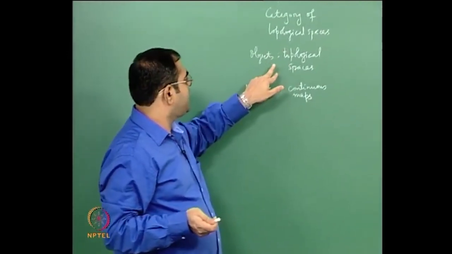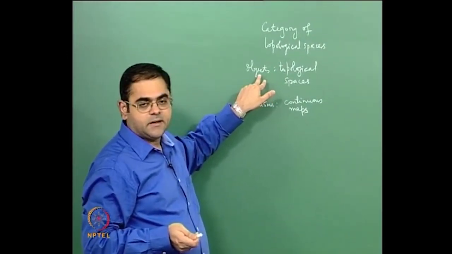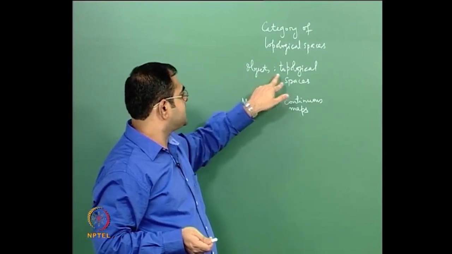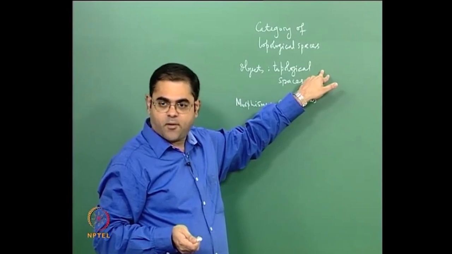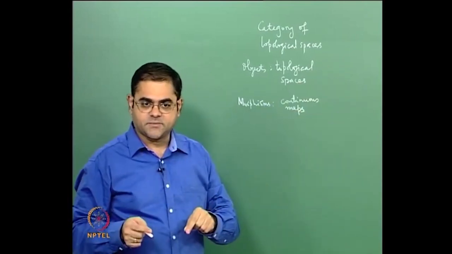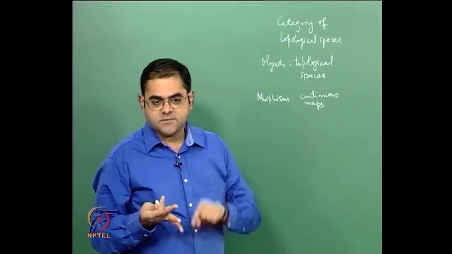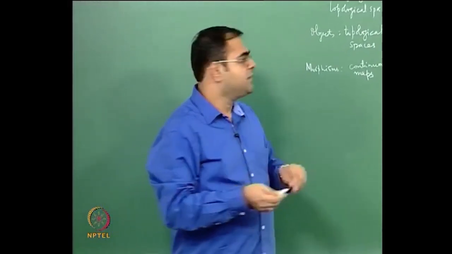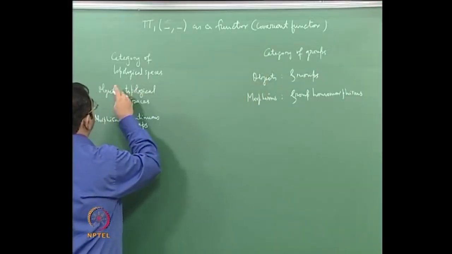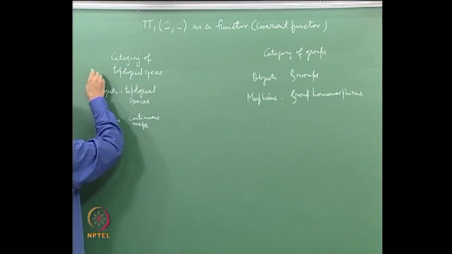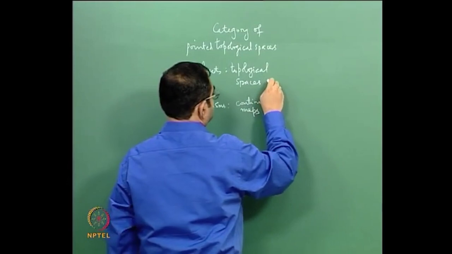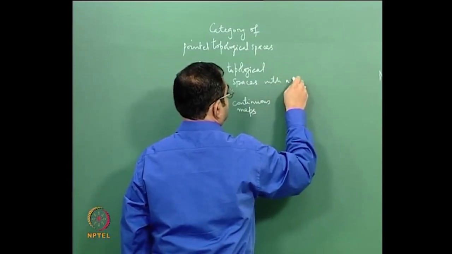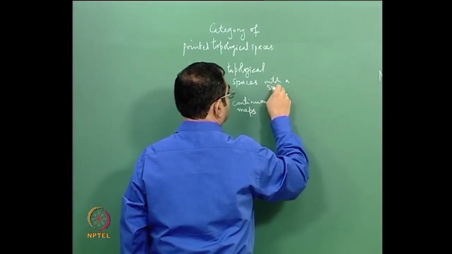So what I will do is make this a little bit more restrictive. I will say topological spaces with a specified point. These are called pointed topological spaces. So the data is a topological space with a point on it. Let me modify this to pointed. What does this mean? This means topological spaces with a specified point.